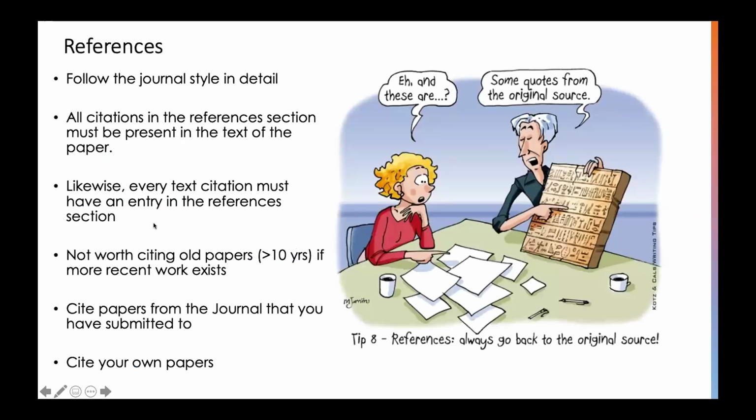All right, references must follow the journal style in detail. That's why the first thing you need to do is choose the journal. At least from there you can get an idea how the references should be according to the journal style. Yeah, all citations in the references section must be present in the text of the paper. Likewise, every text citation must have an entry in the references section.